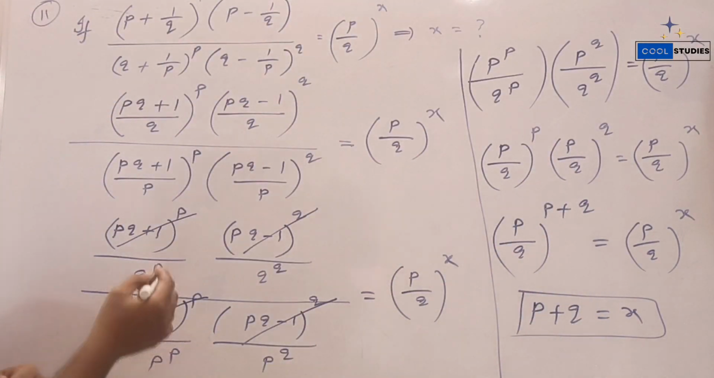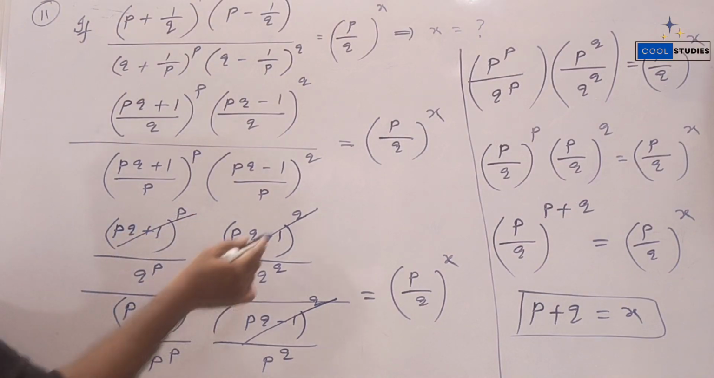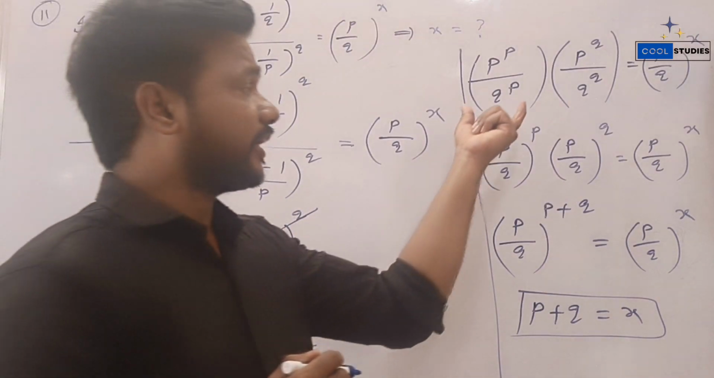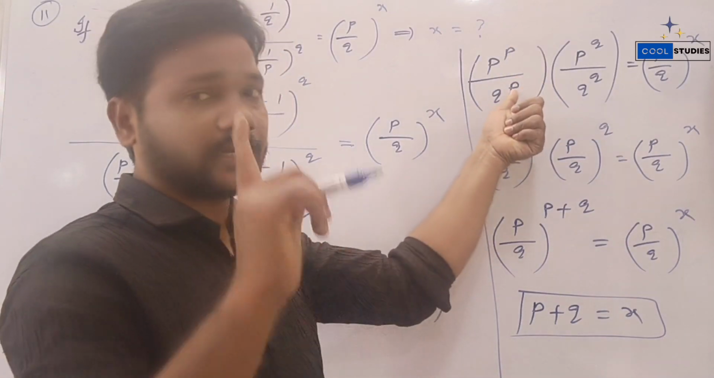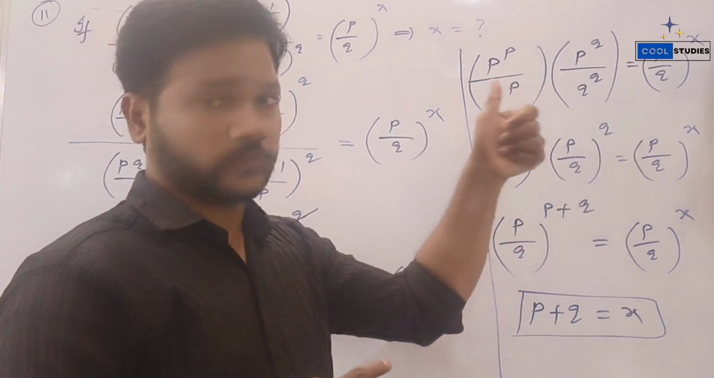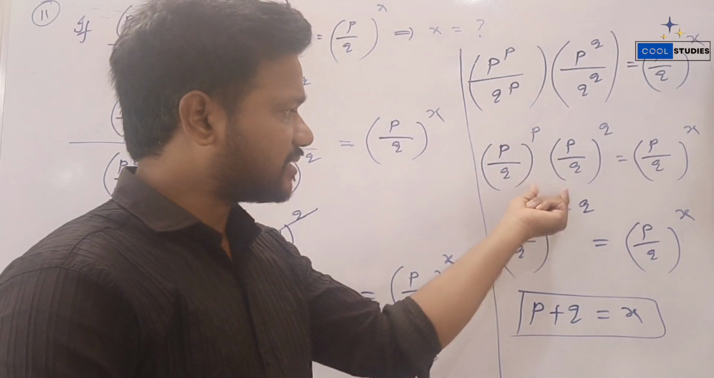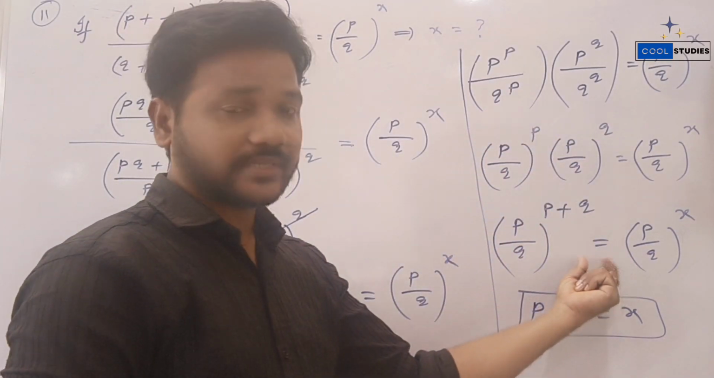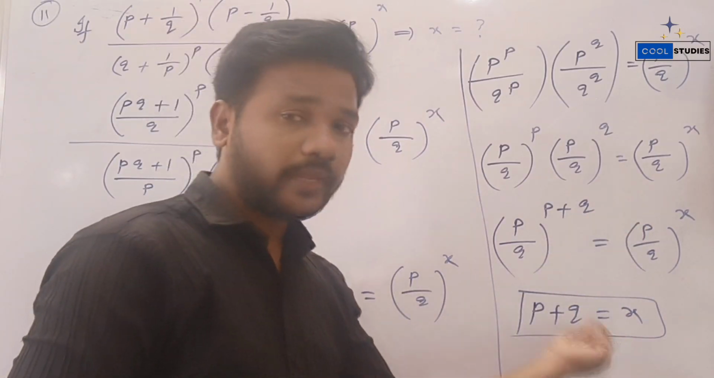In the next step we cancel the terms, whatever can be cancelled. In the next step we are writing the powers as a single term. So P by Q whole power P, P by Q whole power Q. Next step, if the bases are the same, the powers should be added. So P plus Q. Next step, bases are equal, powers are also equal.